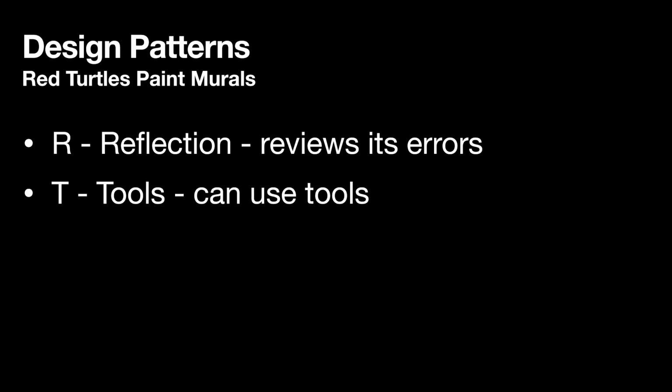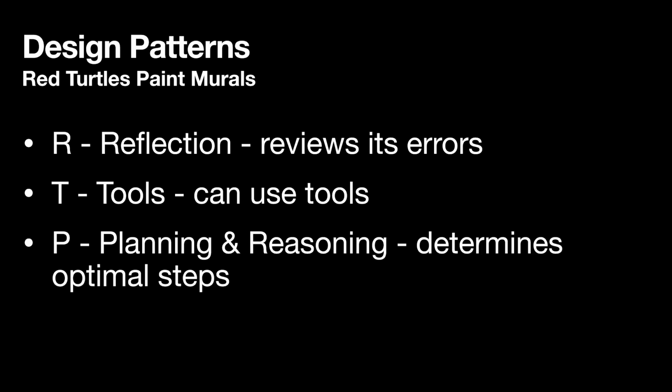paint murals stands for R being reflection, as in the agent is able to review its errors and make improvements. T stands for tools, as in the tools that it can use and the ability to use those tools for performing steps outside of the LLM that it is trained on. P stands for planning and reasoning, and the LLM agent is able to determine optimal steps and select the tools that it needs to execute those tasks efficiently.